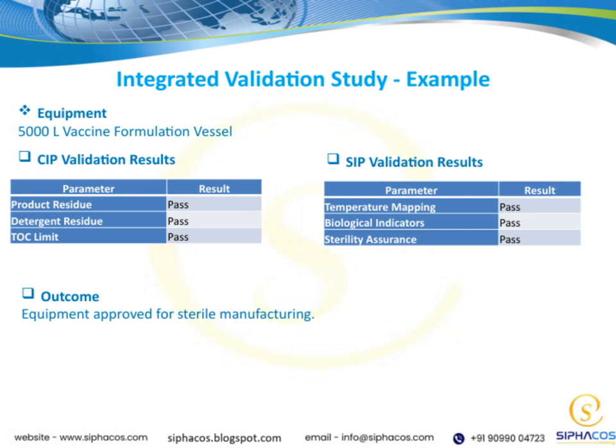This integrated validation study focused on a 5,000-liter vaccine formulation vessel, a key piece of equipment. Finally, our CIP validation results also met the required standards, ensuring cleanliness and safety throughout the process.